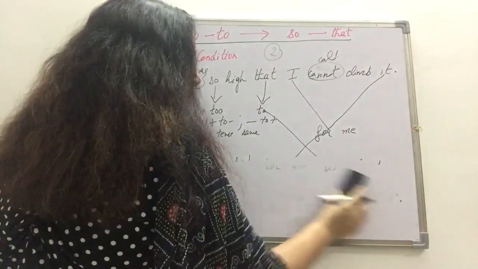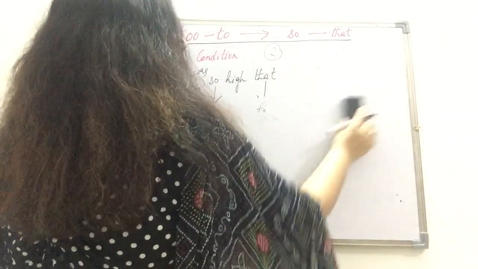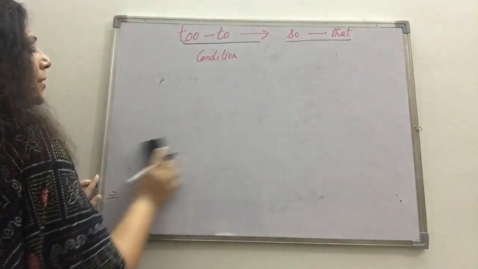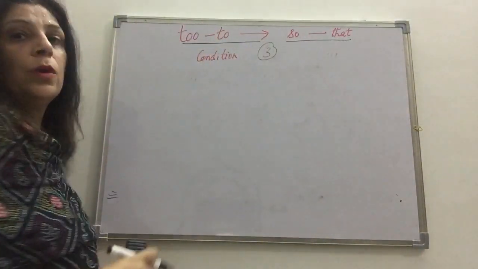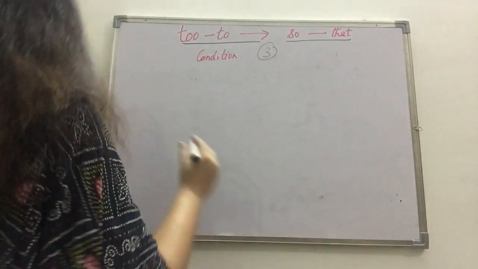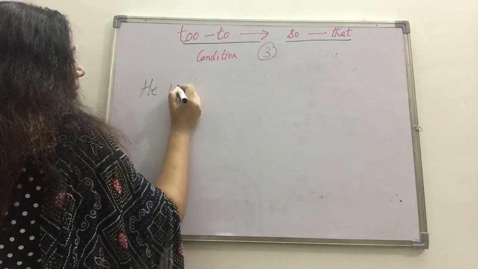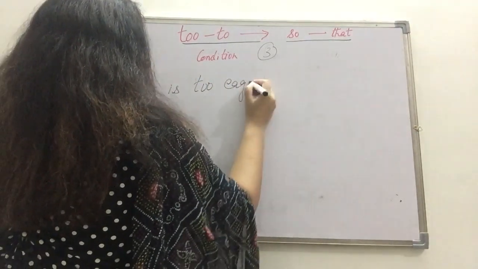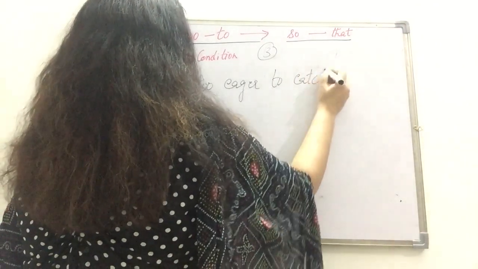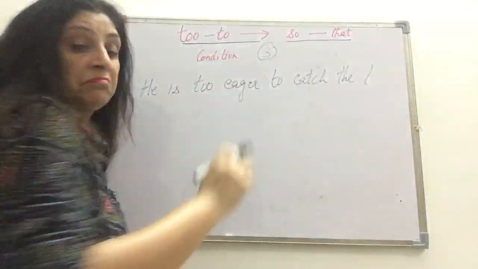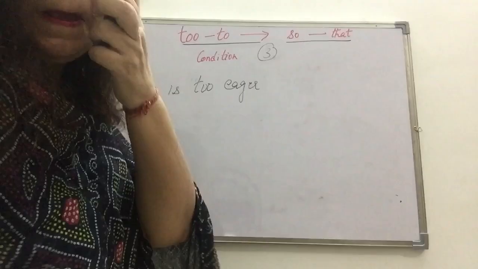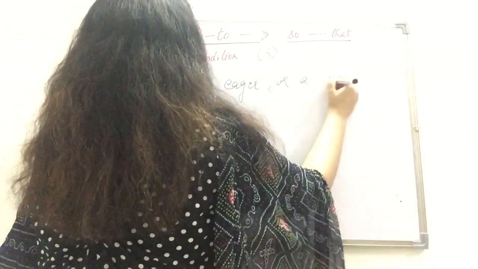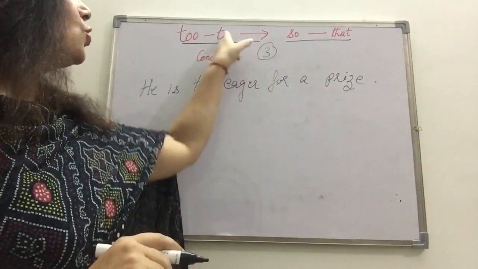Now 80% of the lesson is complete, but there are exceptional sentences also where we have condition number 3. When only one adverb is given, when only adverb too is given, like he is too eager for a prize. When only one too is given, the next too is missing.